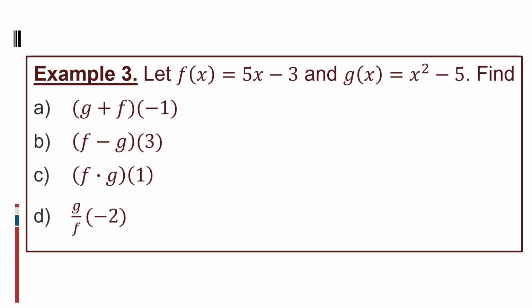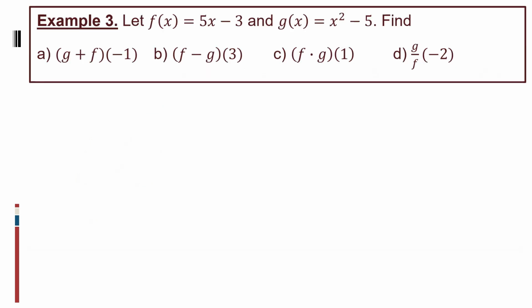So, we let f of x equals 5x minus 3 and g of x equals x squared minus 5. Let's find g plus f of negative 1, f minus g of 3, f times g of 1, and g over f of negative 2.